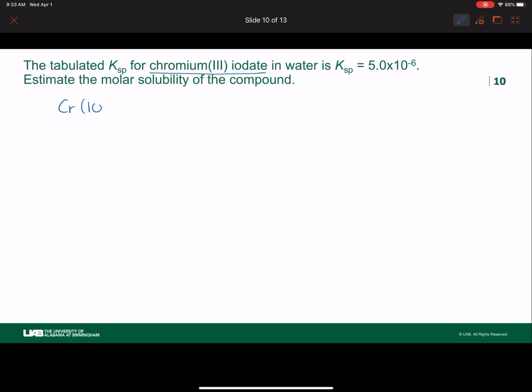Iodate's not a super common ion, but it is a -1 ion, which means that if I have a 3+ charge here and a -1 charge here, I'm going to need to end up with 3 iodate anions. When that dissociates, it's going to release a chromium, and then it's going to release all 3 of those iodates. These guys over here are both aqueous. And this guy over here is a solid.